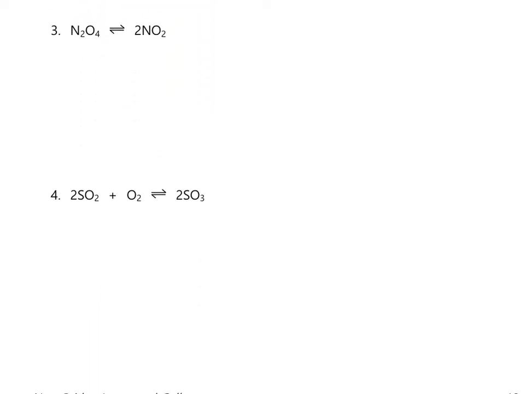So example 3, your expression for Kc should have been written as Kc is the concentration of NO2 squared, because the balancing number is 2, over the concentration of N2O4 with no power because there's no balancing number there. Simple as that.